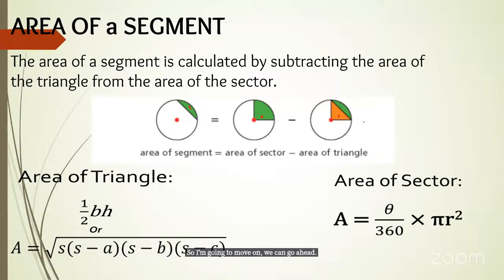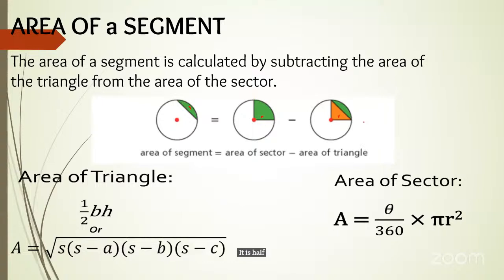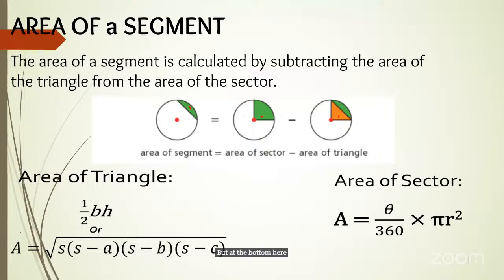Now, for the persons that are saying that they're seeing the area of the triangle for the first time, it is half base times perpendicular height. So that is the formula that most persons are accustomed to. But at the bottom here, to the left of my screen, you'll see a formula that I'm not sure if everyone is familiar with. This is called the Heron's formula.